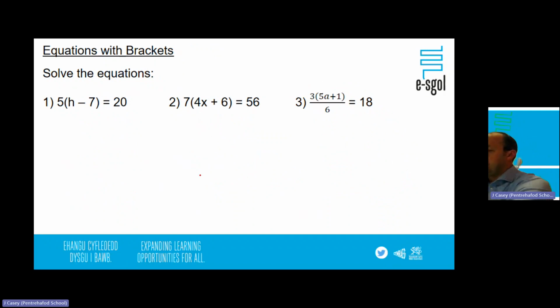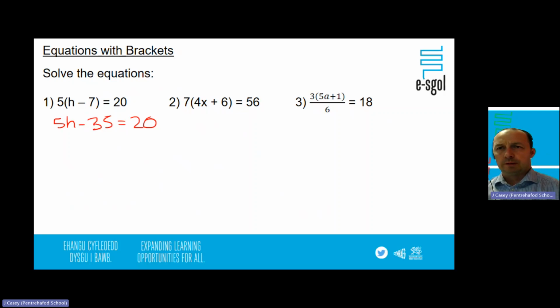Okay, the next type we're going to look at are equations with brackets. Now, there are a couple of ways of doing these. We can sort of divide both sides first, but I think the most preferred method is to expand the brackets. So we had a little bit of practice of that earlier. So I'll get rid of these brackets. I'll do 5 times h is 5h. Remember, it's all about multiplying. 5 times -7 is -35. And that's still equal to 20. So I did mention earlier, whatever we do the same both sides, but we haven't really changed the value of the left-hand side.